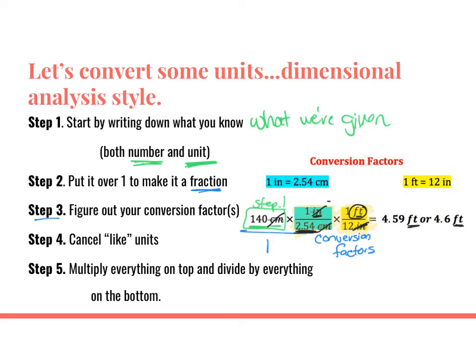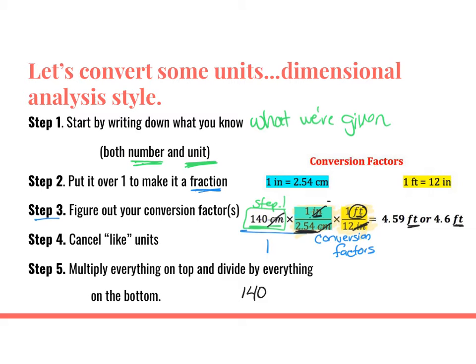So that also went through step 4, cancel like units. And then our last step here is to multiply everything on the top and divide by anything on the bottom. So in this case, in my calculator, what I would do is I would say 140.